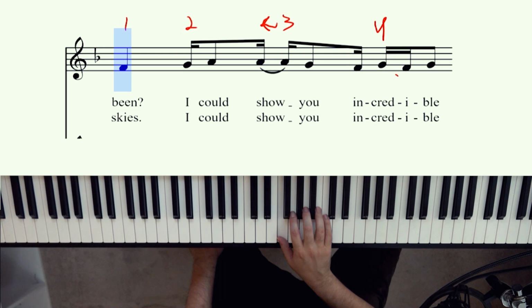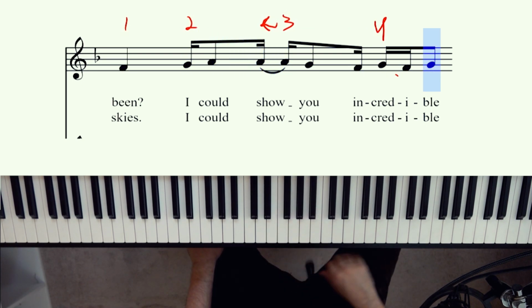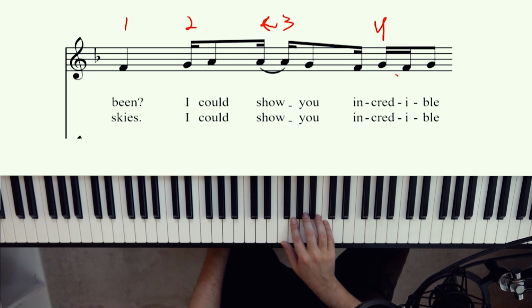1 E and 2 E and 3 E and 4 E and. Whereas without the syncopation, it would sound more like this. Without the syncopation, it sounds a lot more even and a lot more predictable and a lot less interesting.